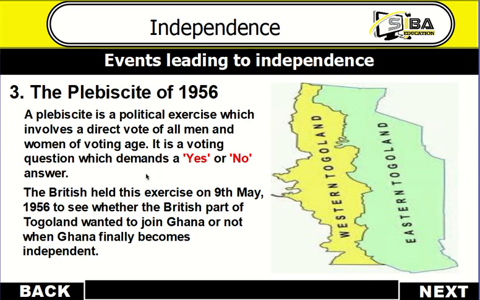A plebiscite is a political exercise which involves a direct vote of all men and women of voting age. It is a voting question which demands a yes or no answer. You may ask, why was this election held? The British held this exercise on 9th May 1956 to see whether the British part of Togoland wanted to join Ghana or not when Ghana finally becomes an independent state.